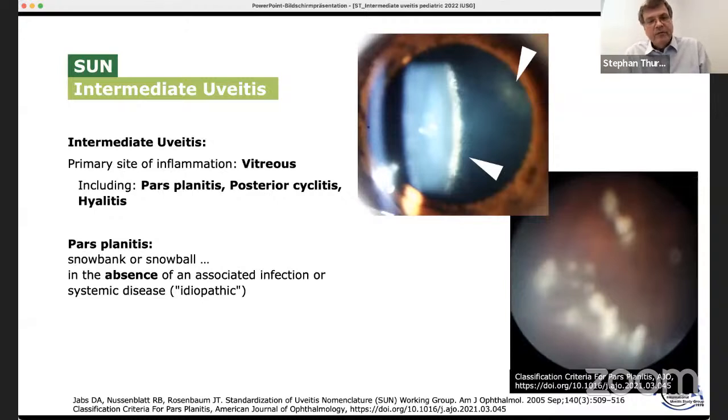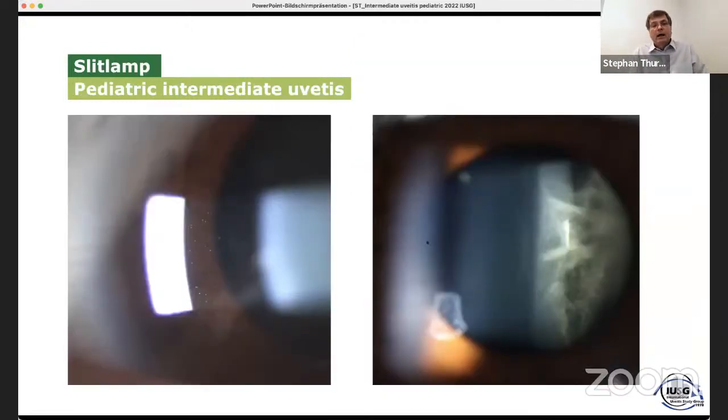The diagnostic term of pars planitis should be restricted only to those cases where there's snow banking or snowballs in the absence of an associated infection or underlying disease, where the disease really is idiopathic. Now, if like in this image on the lower right side, you have pars plana infiltrates in the context of an MS, you would call it intermediate uveitis. And it's also important to look at the slit lamp to get a very important first impression of where the primary site of inflammation really is located.